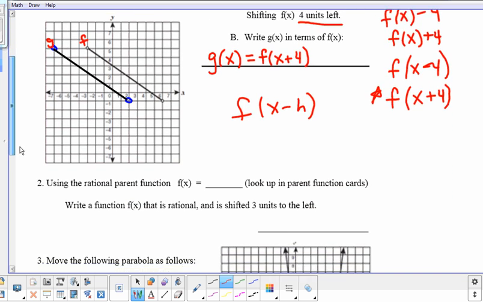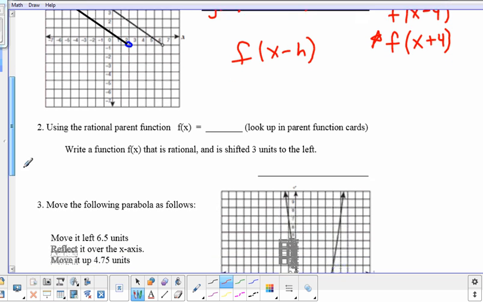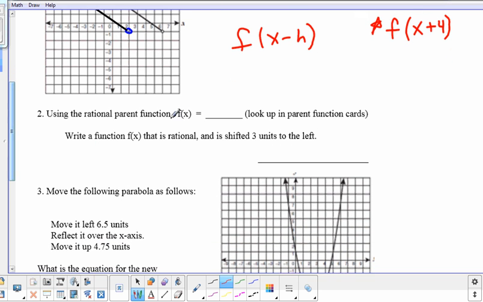Number 2. Using the rational parent function, f of x equals, well, what is the rational parent function? If you look at your parent function cards, you can see that it's 1 over x. And it says look up in parent function card, so hopefully you already got that one on your own. Write a function f of x that is rational and is shifted 3 units to the left. So we just did that up here.